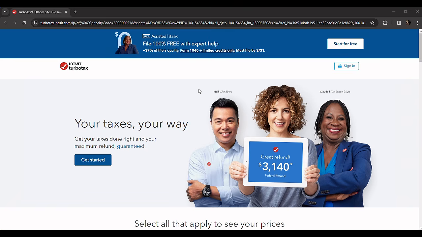Okay, so when you click on that link, it's going to lead you to here. This is what you're going to see. It may not be exactly the same. They may have changed the picture or moved things around, but ultimately you're just looking for this button right here where it says start for free. So let's click that.